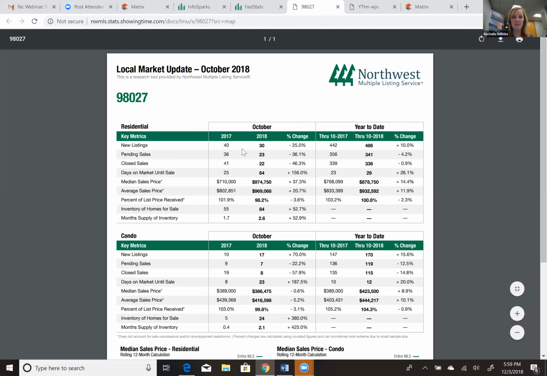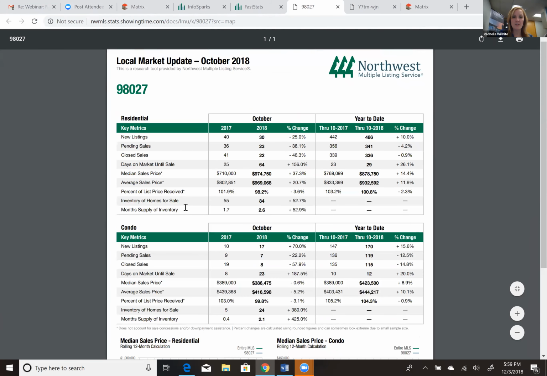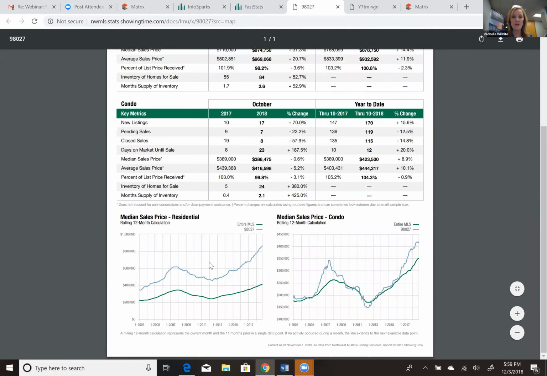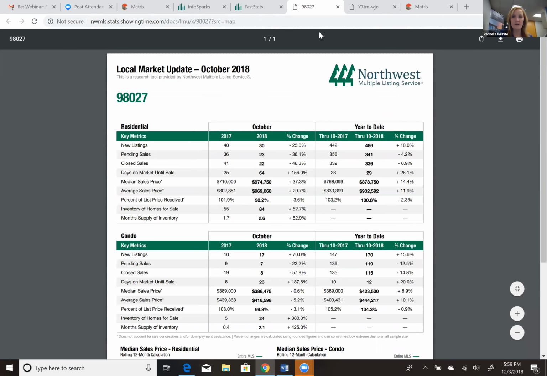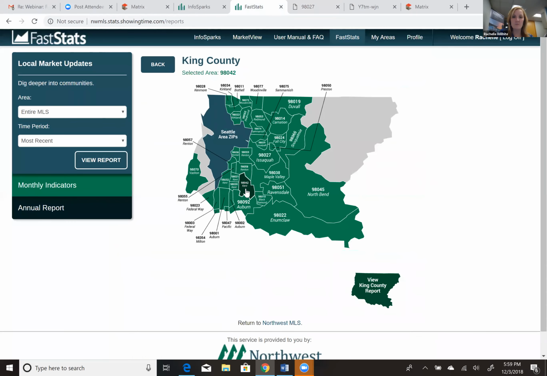This is what's happening year over year. Here's the percent of change. Here's what's going on in residential. Here's what's going on in condo. And then it puts the median sales price together for Issaquah. So if you'd like to just pull it up for a city and incorporate that into your listing packages, that would be a nice thing to include that gives people an understanding of what's going on in the marketplace.